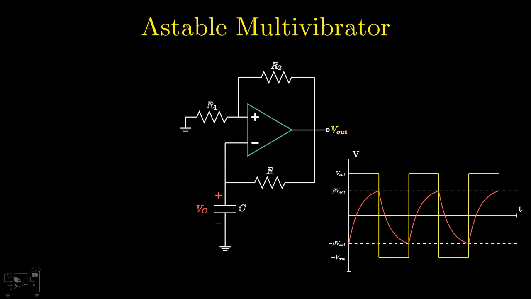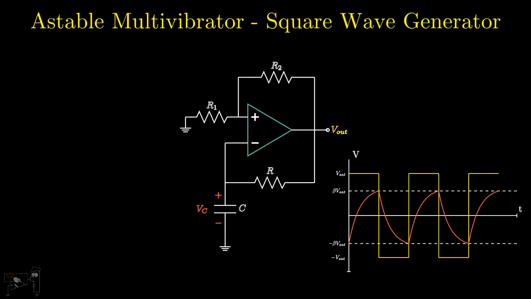Thus, the circuit has no stable states, but goes on toggling between the two quasi-stable states, namely plus Vsat and minus Vsat. Thus we have built a square wave generator. Recall that using a comparator, we converted a sine wave into a square wave. But this circuit generates the square wave on its own without taking any input. The time period of the circuit can be found out by adding the charging and the discharging times of the capacitor.